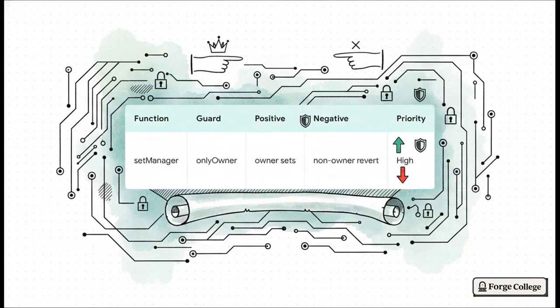So the crucial point is that this matrix becomes your ultimate security blueprint. Look at the columns we've mapped out here. We list the function, like setManager. We identify the guard, like onlyOwner. We define the positive test, ensuring the owner can successfully set the manager. We define the negative test, ensuring a non-owner is hit with a revert. And we tag the priority. Utilizing a matrix like this prevents the dangerous pitfall of only testing the happy paths, and it gives you a reproducible artifact to show stakeholders exactly what was validated.